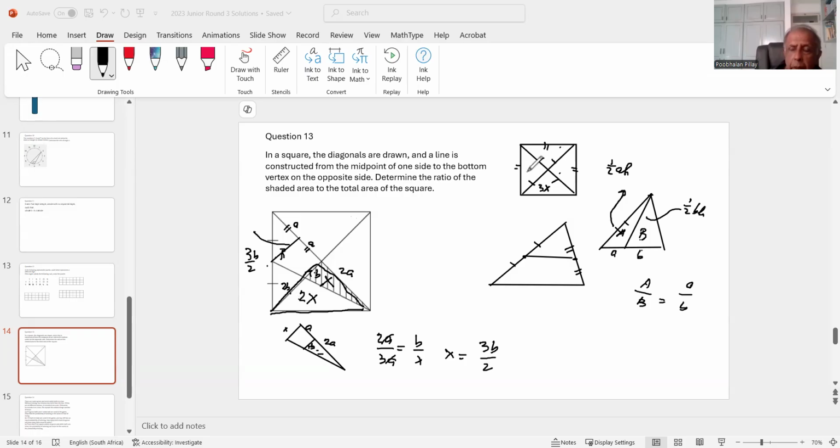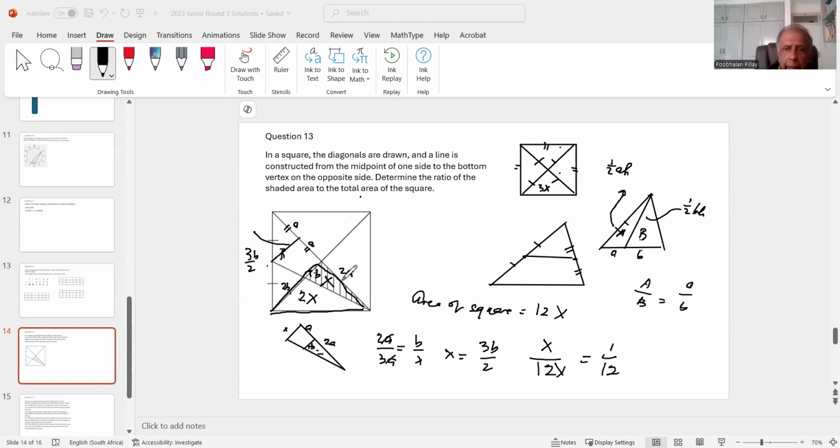Now I said all of them are 3x, so the area of the entire square is 12x because each one is 3x. And we needed to work out the ratio of the shaded area to the total area. So the shaded area we called x, and the total area is 12x, right? The x's cancel, and the ratio is 1 over 12.